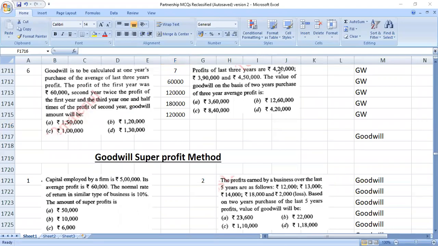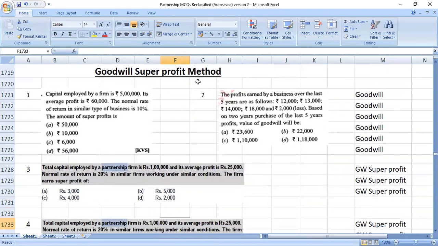Profit for the last 3 years were 420, 390, 450. Value of goodwill on the basis of 2 years purchase of average profit. If we take 450 less 20, this also becomes 420. The average is 420, into 2 years purchase, so 8,40,000 is the goodwill. Understood, children? With that, we have come to the end of average profit method calculation of goodwill.